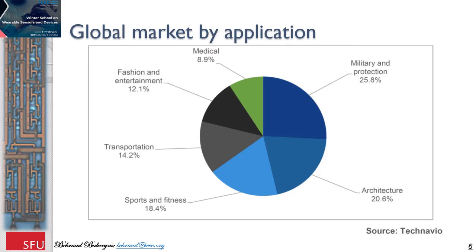So here is a global market analysis by application from TechNavio. And as you can see, the market share for each one of these applications that I mentioned ranges somewhere from about 9% to 25%. And that's quite a fair distribution between these different application areas. Or in other words, all of them are really important. So if you have an idea that is applicable to one of these application areas, that represents a significant market, as I'm going to show you on the next slide.